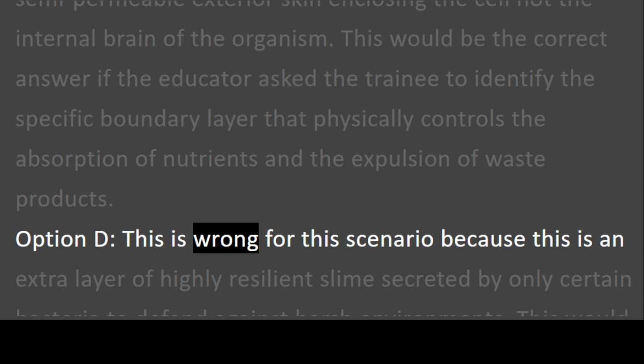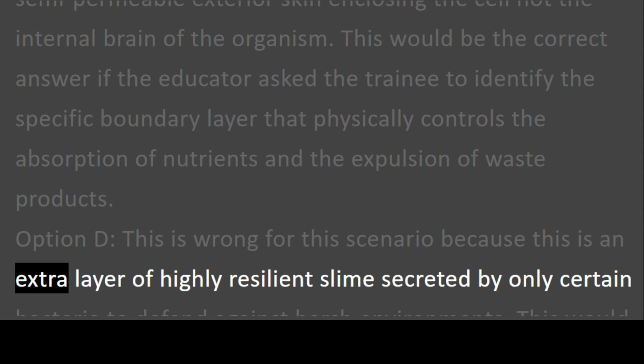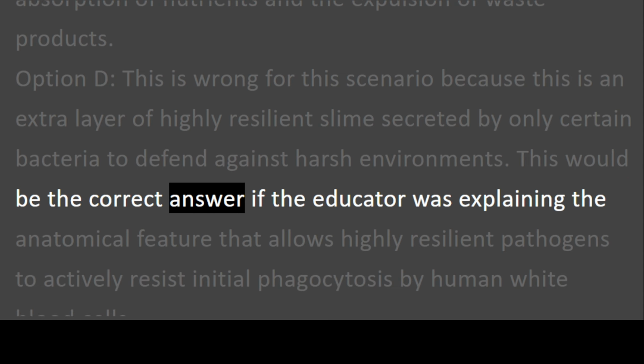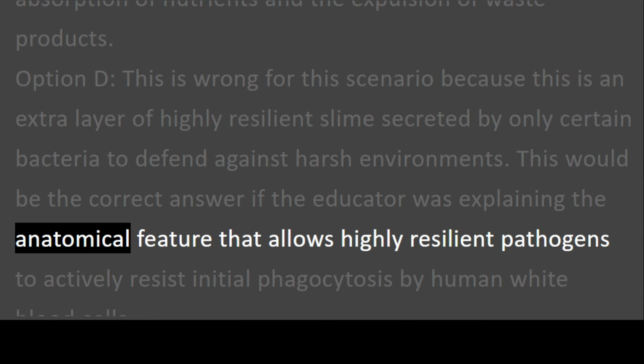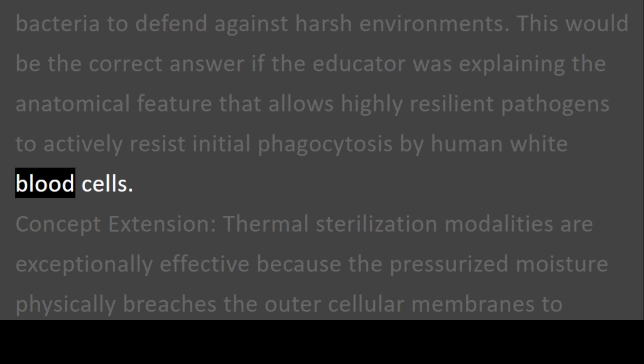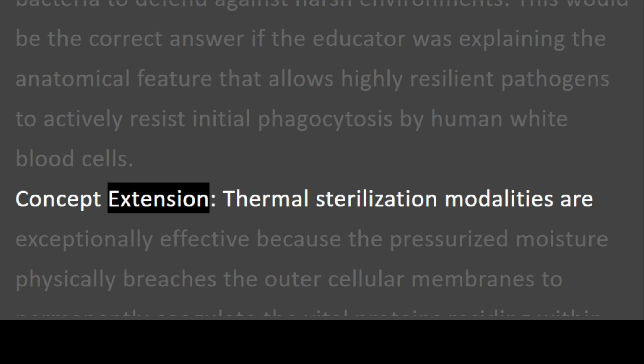Option D. This is wrong for this scenario because this is an extra layer of highly resilient slime secreted by only certain bacteria to defend against harsh environments. This would be the correct answer if the educator was explaining the anatomical feature that allows highly resilient pathogens to actively resist initial phagocytosis by human white blood cells. Concept extension.